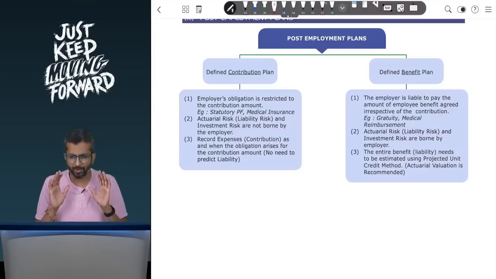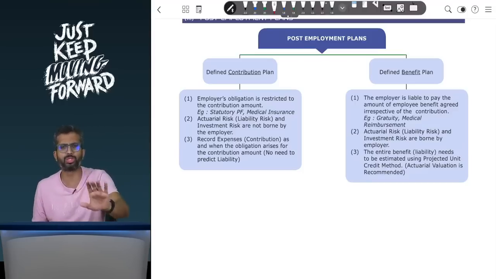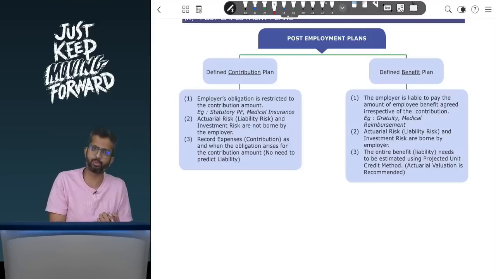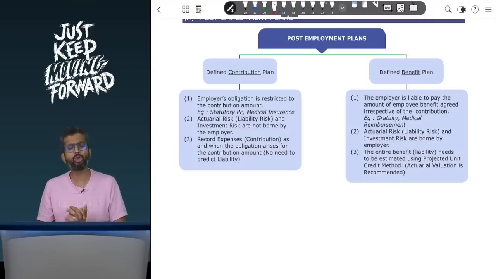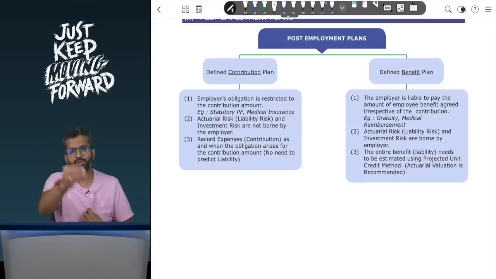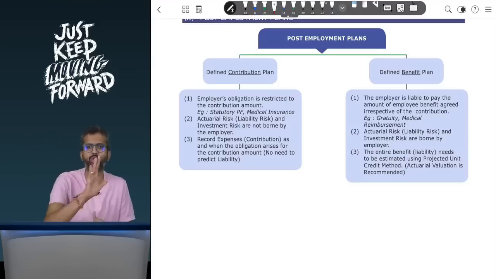In case of a defined contribution plan, the risk is not with the employer, it is with a third party, like maybe an insurance company in a group medical claim plan, or like a provident fund. So when we look at the defined contribution plan, the risk of the liability being more or less, investment falling short or not, is not on the employer, and hence we don't need to predict the liability. We will directly record expenses based on the contribution.